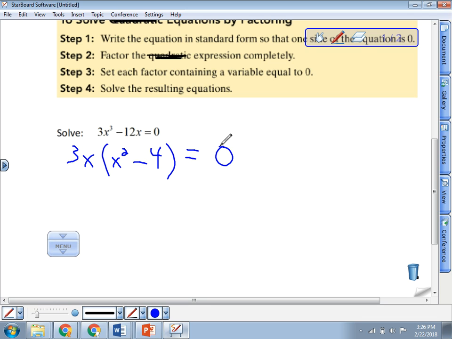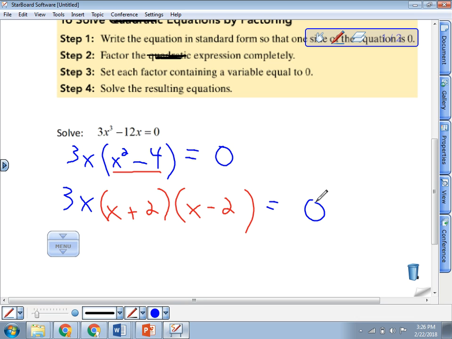So I factored out a GCF. Now what am I left with? I'm left with this x squared minus 4. I can break that apart. So when I rewrite this, I'm going to have my 3x here, and then this x squared minus 4, that is a difference of perfect squares. So it's going to be x plus 2, x minus 2, and then all of that will equal 0.